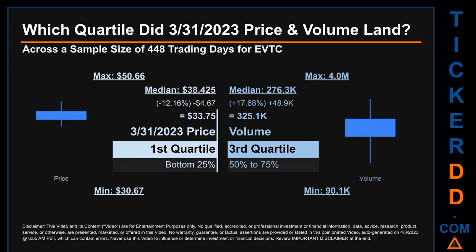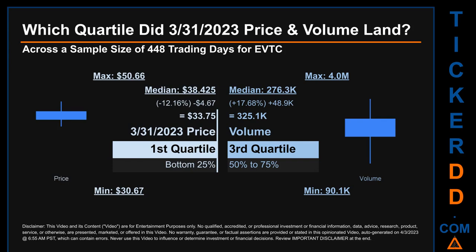The day's volume landed within the third quartile, that is within the 50% to 75% range of all sampled daily volume, which saw a max daily volume of 4 million and a minimum of 90.1 thousand. Quartiles tell us about the spread of a data set by breaking that data set into quarters, just like how the median breaks the set into half.